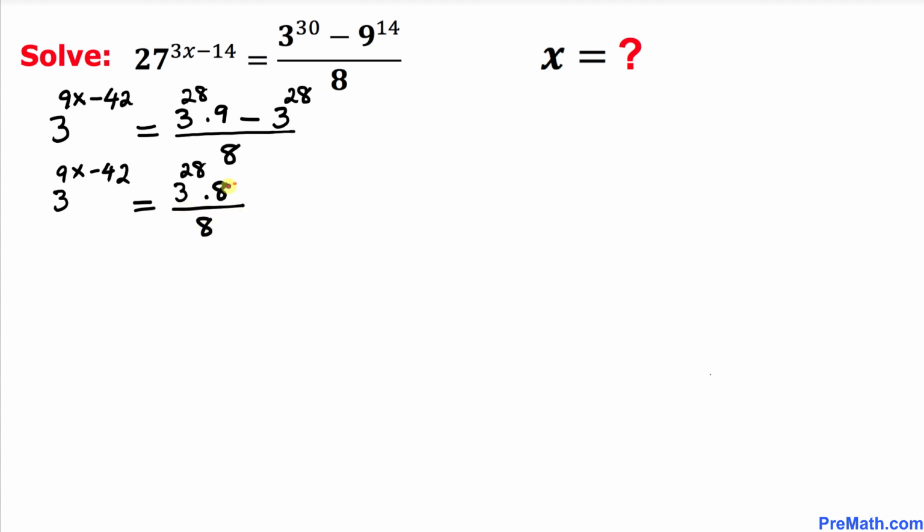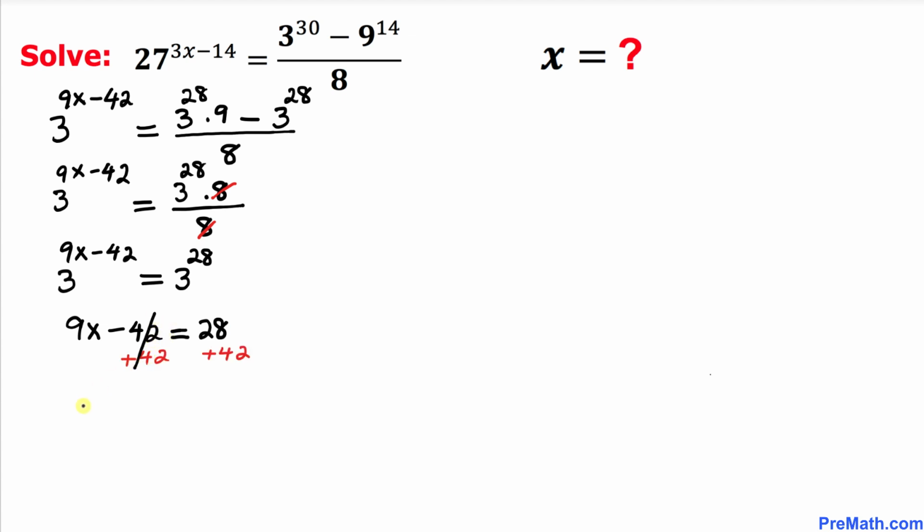Now we can see that this 8 and 8 cancel each other out. So we ended up with 3^(9x - 42) equals 3^28 on the right-hand side. Now we can see that our bases are the same on both sides, so we can equate their exponents. We can write 9x - 42 equals 28. Now let's go ahead and add 42 on both sides.